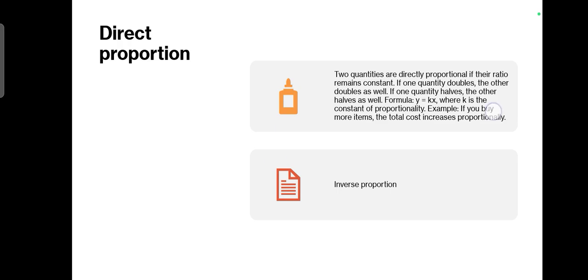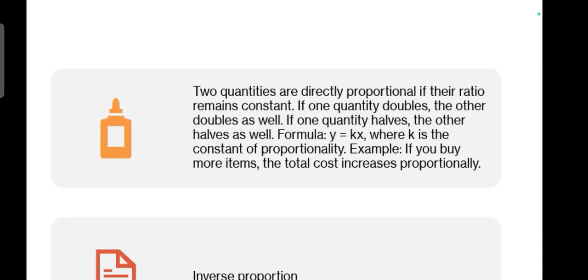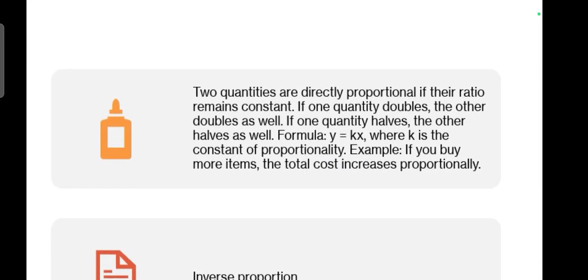For direct proportion, two quantities are directly proportional if their ratio remains constant. If one quantity doubles, the other doubles as well. If one quantity is cut in half, the other is cut in half as well. The formula for direct proportion is y equal to k into x, where k is the constant of proportionality. Example: if you buy more items, the total cost increases proportionally.